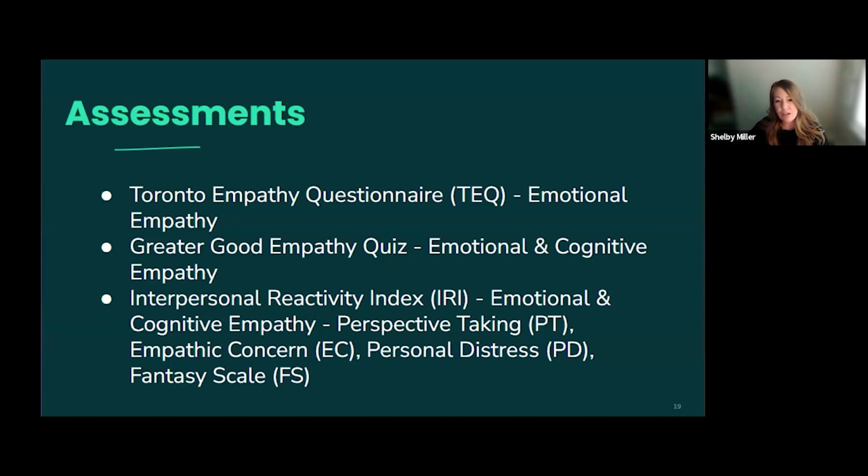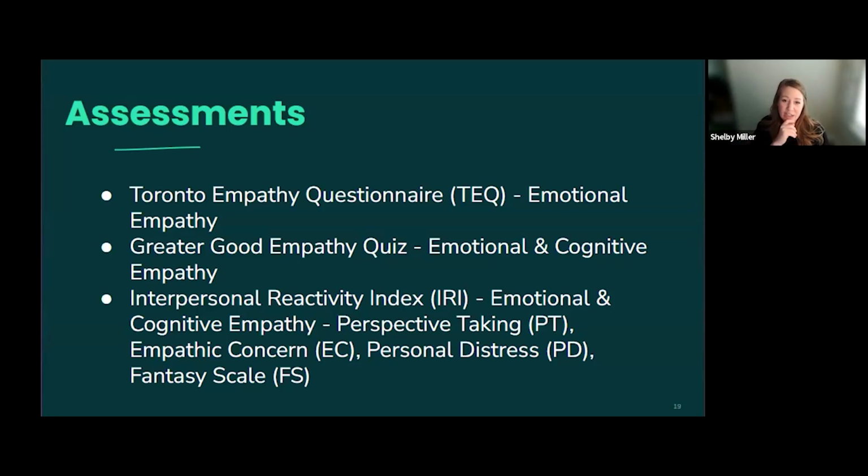The Toronto Empathy Questionnaire, the TEQ, is really useful for self-awareness because you can track your development over time and compare yourself with different scores. All of these were probably really good for self-awareness. But the Greater Good Empathy Quiz did both emotional and cognitive empathy, and it framed everything in real-life scenarios to see how you notice and respond to others' emotions. I think that one's the most approachable, the most student friendly, and also easy to use with other people. So that one was doing emotional and cognitive empathy.